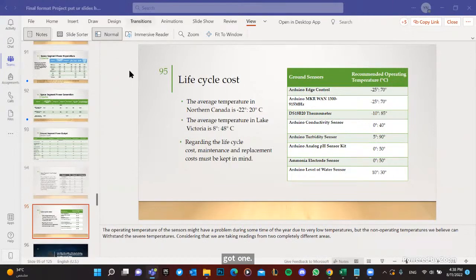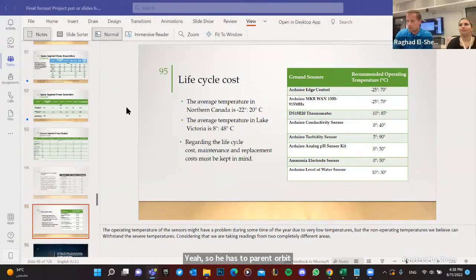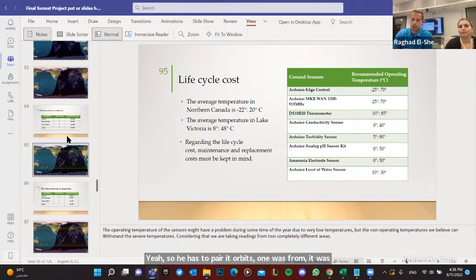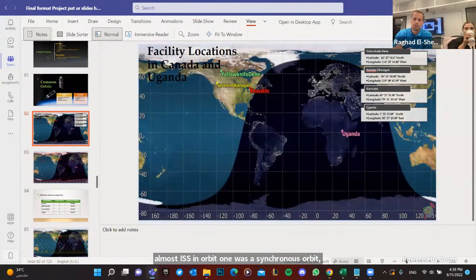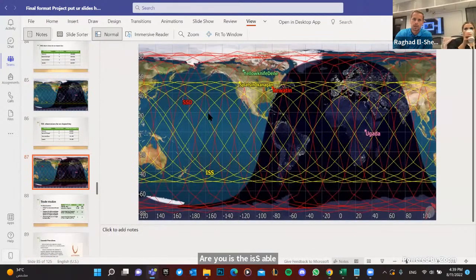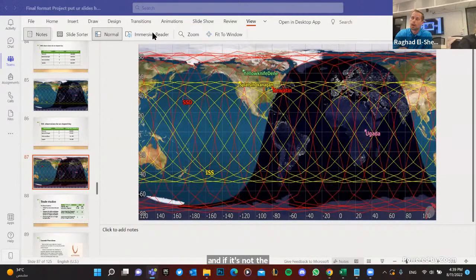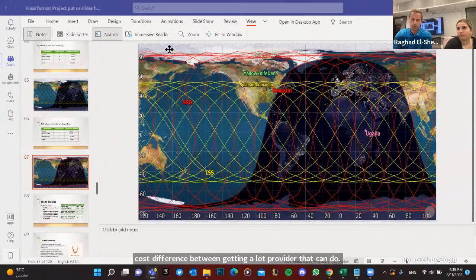Yeah. So when you guys compared orbits, one was an ISS orbit, one was a sun synchronous orbit. Is the ISS able to launch CubeSats into a sun synchronous orbit? And if it's not, then is there a big cost difference between getting a launch provider that can do polar orbits, or a sun synchronous orbit, versus the ISS?